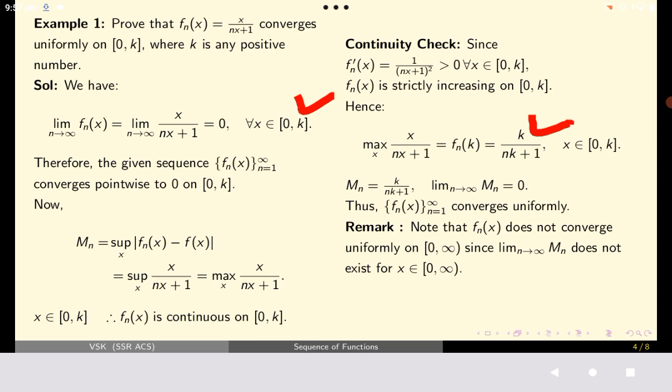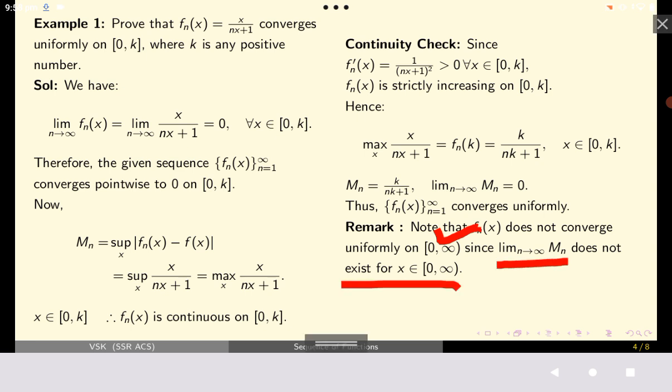So by this we have got the value of M_n, which will be k upon nk plus 1. And when we find the limit as n tends to infinity of M_n, that will be clearly 0. So as we have proved in the last theorem, f_n(x) converges uniformly on E. So that is the use of the theorem which we have just proved. Note that f_n(x) does not converge uniformly on [0, infinity), since the limit as n tends to infinity of M_n does not exist when x lies in the interval [0, infinity).